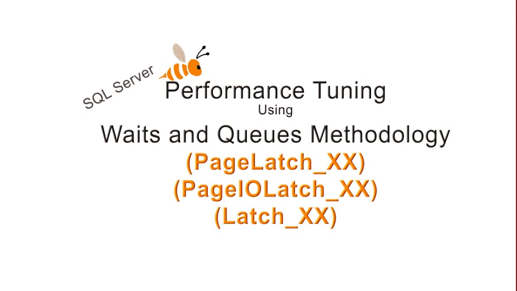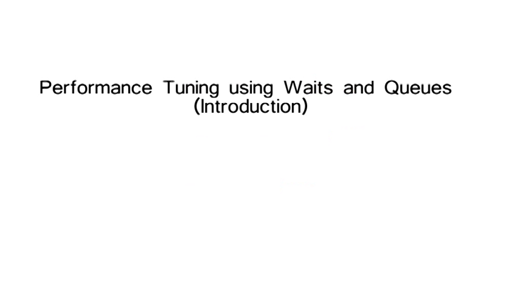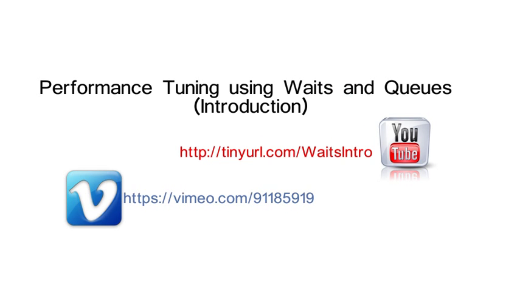In this video, we will discuss three common types of latch waits. That is, PageLatch, PageIOLatch, and Latches. While SH and EX represent two different modes of latches, for better understanding, don't forget to watch our introduction video of our waits and queues series.